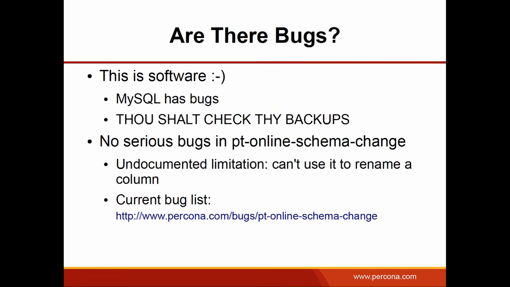And of course there are bugs, because all software has bugs. At the moment, we don't know of any serious bugs in the tool. There is a limitation that I realized after we released the most recent version, and that's undocumented, but we'll put that documentation into the new version. And that is that you can't use it to rename a column. Because if you rename a column, when it sets up the triggers, it's going to see that the old column is missing from the new table. And so the triggers are not going to copy the contents of the old column into the renamed column. It doesn't understand the difference between renaming a column versus dropping the old column and adding a new one.